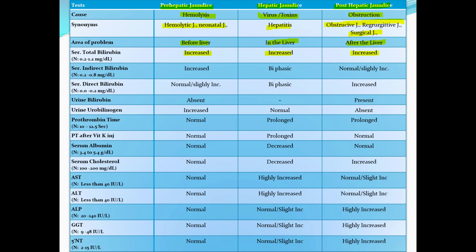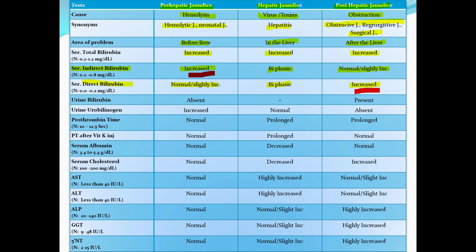When the total bilirubin is increased, if the indirect bilirubin is increased, it is increased only in pre-hepatic jaundice. It can have a biphasic picture in hepatic jaundice. It will be normal or only slightly increased in post-hepatic jaundice. When you look at the direct bilirubin, it will be normal or slightly increased in pre-hepatic jaundice, biphasic in hepatic jaundice, and it will be increased in the post-hepatic jaundice. So an increased indirect bilirubin shows pre-hepatic and increased direct bilirubin shows the post-hepatic jaundice.